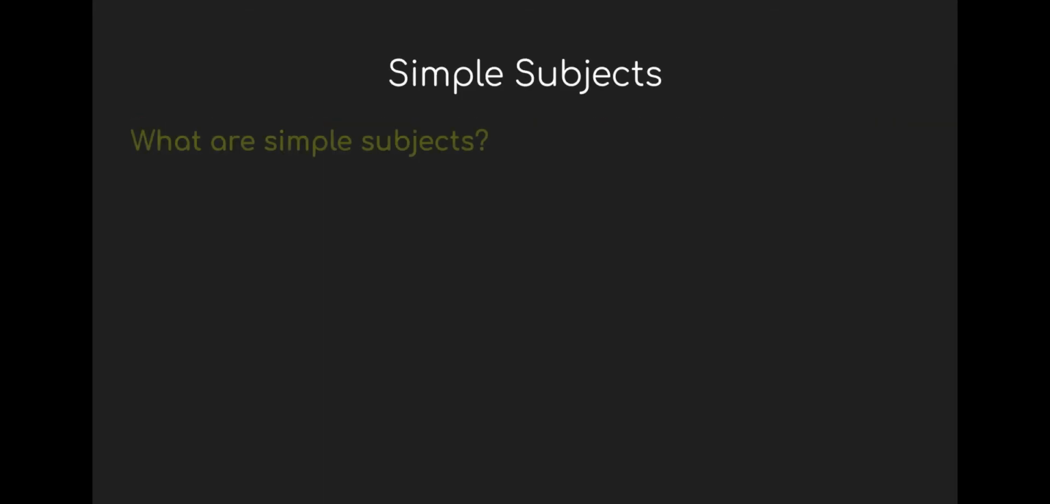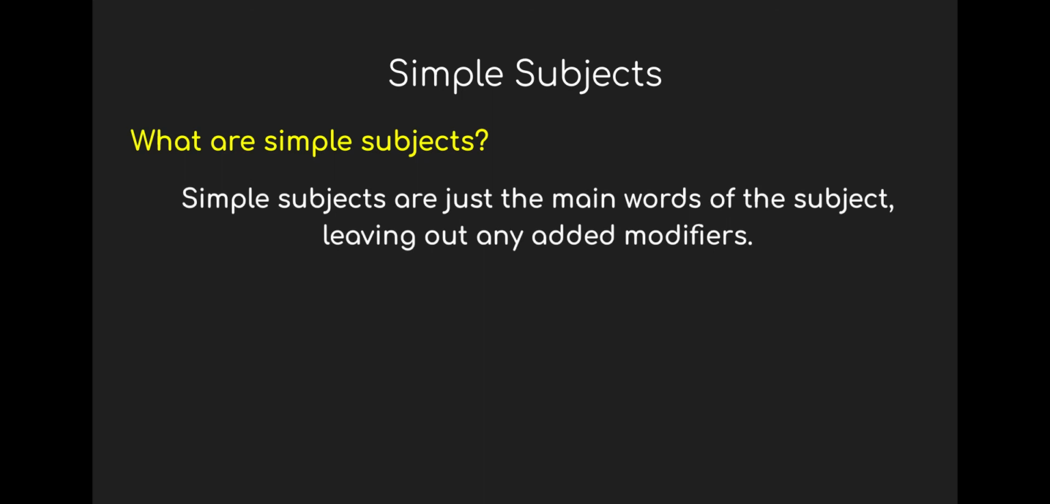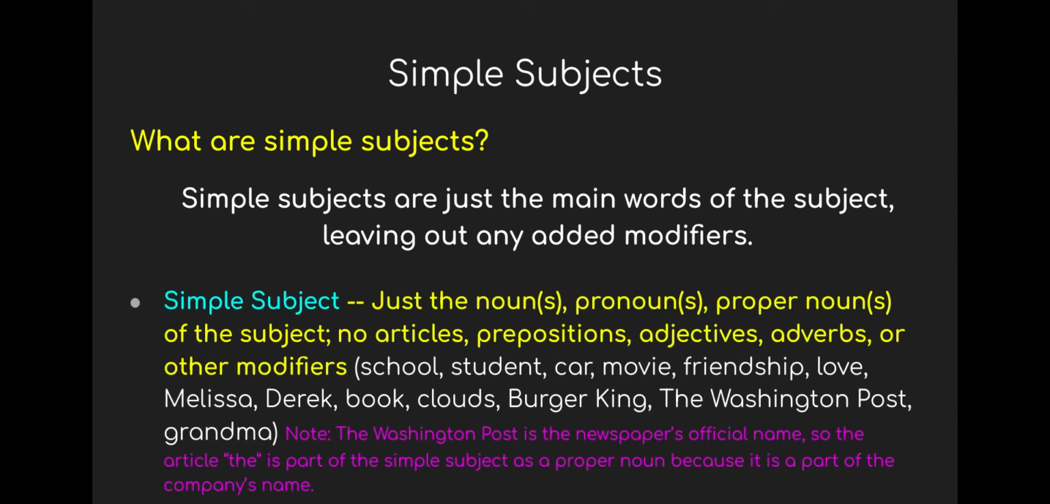Okay. So now that we know the basic parts of speech and we understand those, we're going to look at simple subjects. So what exactly are simple subjects? Simple subjects are just the main words of the subject, leaving out any added modifiers. So what does that mean? It's just the noun or pronoun, proper noun, etc. of the subject. So no articles, no prepositions, no adjectives, adverbs, or any other modifiers. So if these words were being used in a sentence, you would pull out just the noun portion or the pronoun portion to make the simple subject.